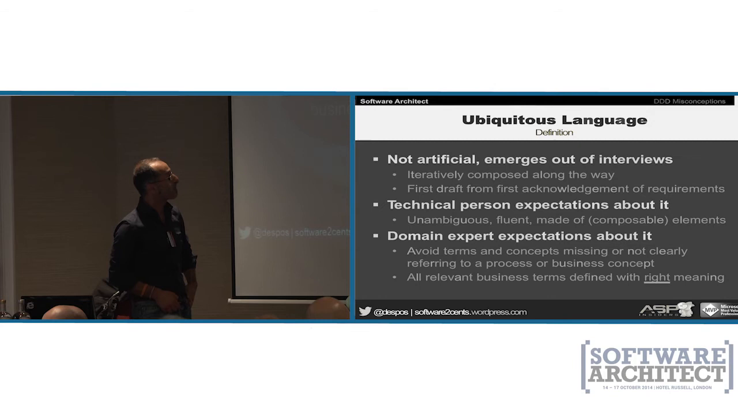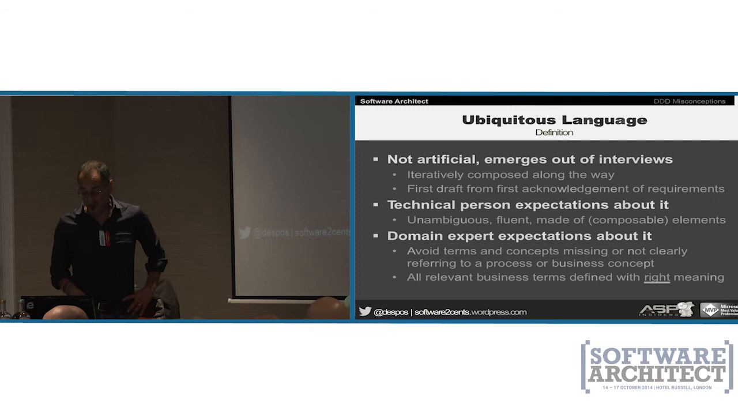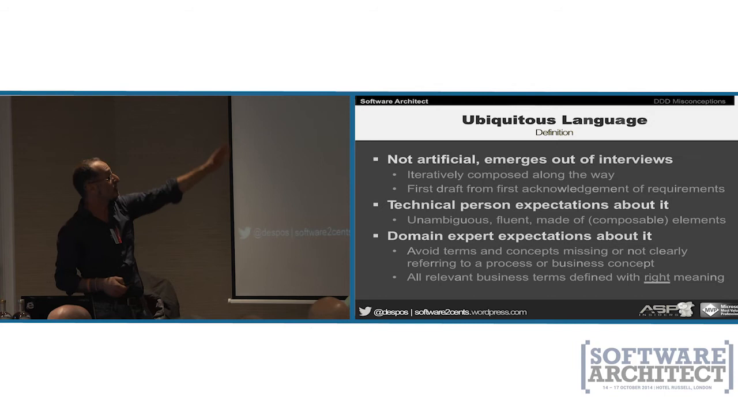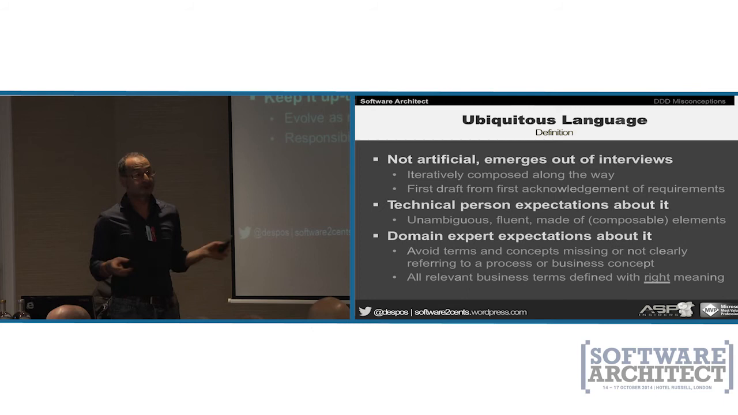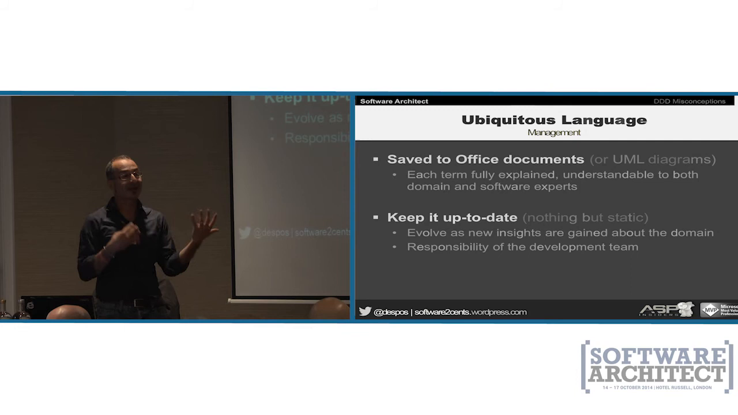How would you manage ubiquitous language? Well, it can simply be a Word document or an Excel file or a UML diagram, a visual file, depends. It's just a glossary. So anyway, you have to save a glossary and share it within the company. Each term should be fully explained in a way that is understandable by both parties, developers and experts. Keep it up to date. It's never-ending work. There never comes a time in which the ubiquitous language is fully defined. There is still room for improvement.